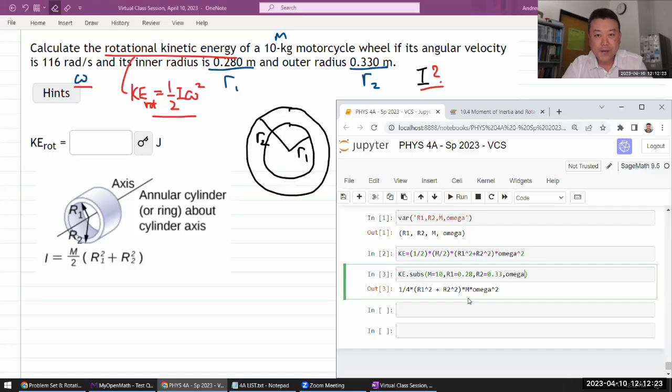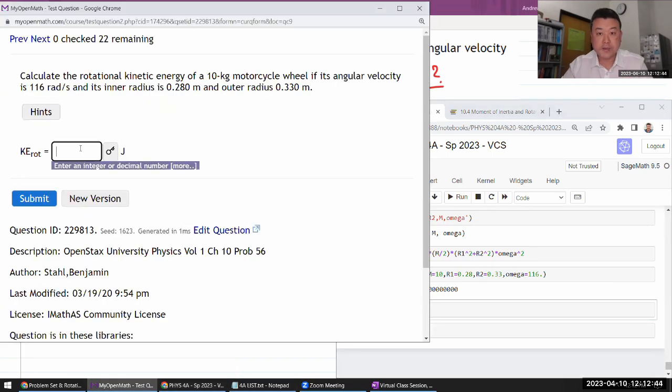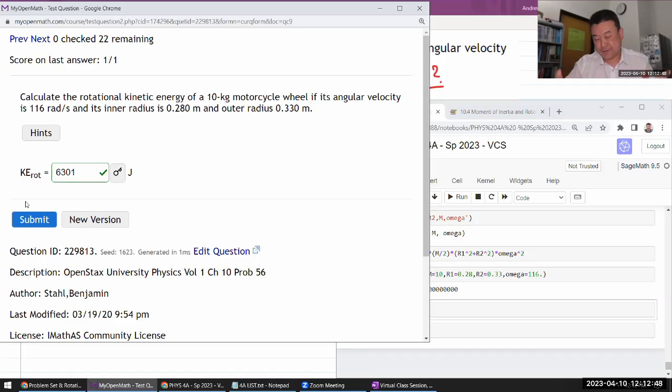I need omega. Omega in radians per second is the basic SI unit, so I'm going to put it in that exact unit, 116. Okay, so with all those, the number I get is 6,301. This should be in basic SI units, so joules. Let's just give it a try and see if that's the correct answer first. And yeah, it's the correct answer. I didn't really have a big doubt.